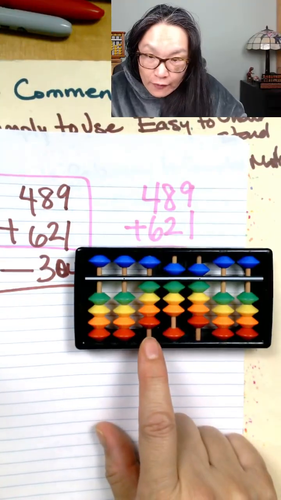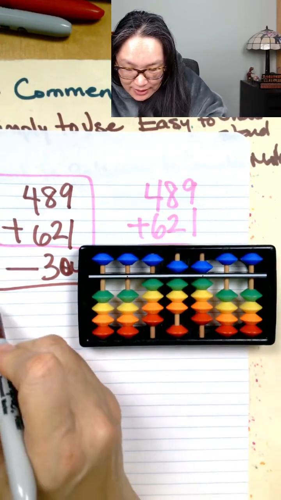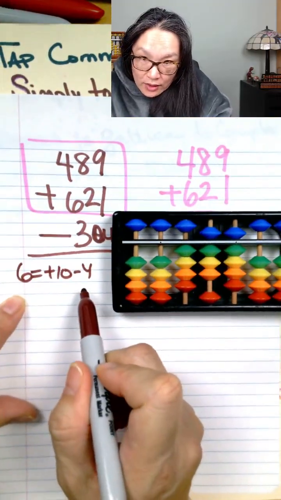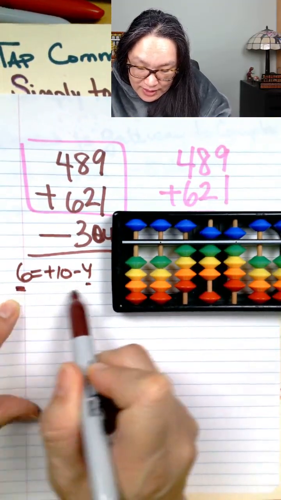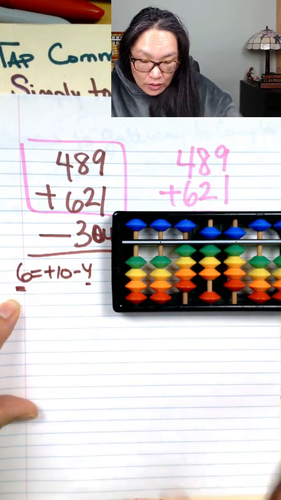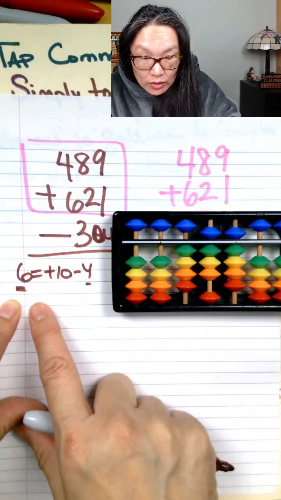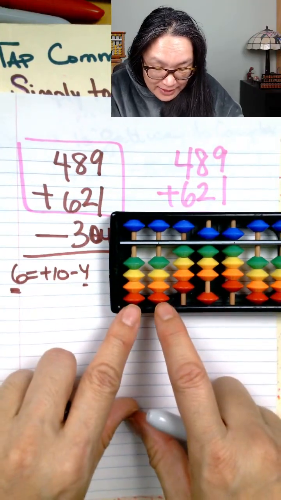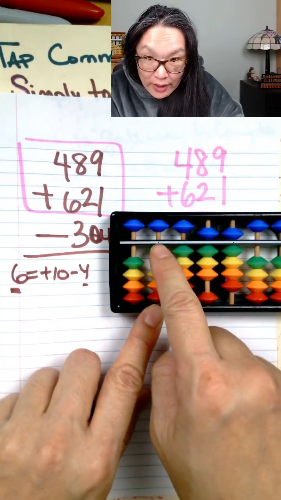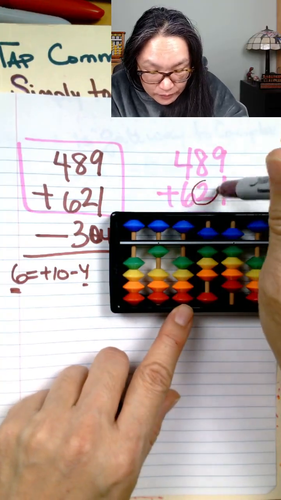Is there enough beads to add the 6? No. What do we do? To add the 6, we need to plus the 10 minus 4. When we do this, a 6 and a 4 make a 10, so when we make a 10, we use it in our formula. This is a formula that the kids have to memorize. So we have plus the 10 minus the 4, because if you add the 10, it's too much. You have to take away the 4. So I'm going to take away the 4. Now I'm at the 2.